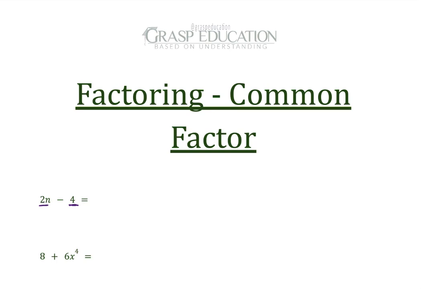Well, the factors of 2n would be 2 and n, because the factors are two things that are multiplied together to give you the term. And the factors of negative 4 can be negative 2 and 2, or 2 and 2 with the negative in front. So we can see that there is a 2 that we can factor out from 4 and a 2 that we can factor out from 2n. So the 2 is the common factor of both.